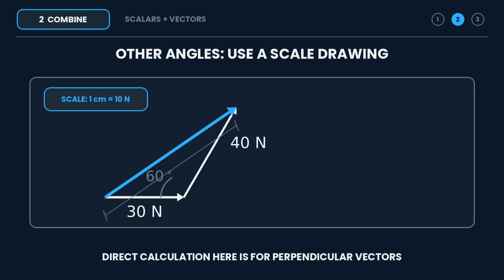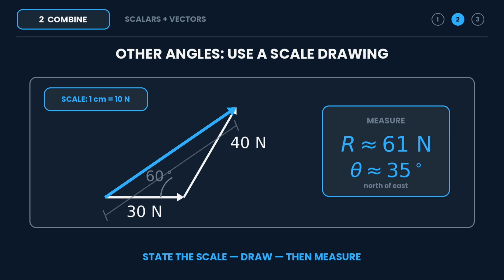Direct vector addition calculations in this topic use two vectors at a right angle. For another angle, use a scale drawing. State the scale, draw the arrows accurately tip to tail, then measure both the length and direction of the resultant.